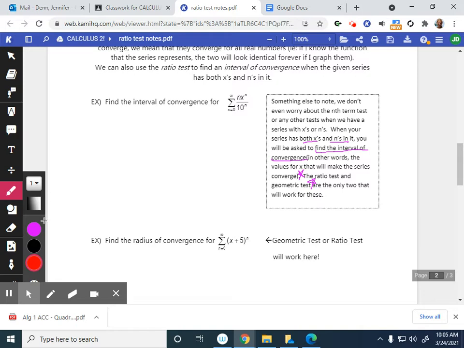So let's look at the limit as n approaches infinity. And because I have a fraction, I'm going to plug in n plus 1. And instead of dividing by this series with n's, I'm going to multiply by its reciprocal. So first I'm going to substitute n plus 1, and I'm going to multiply by the reciprocal.